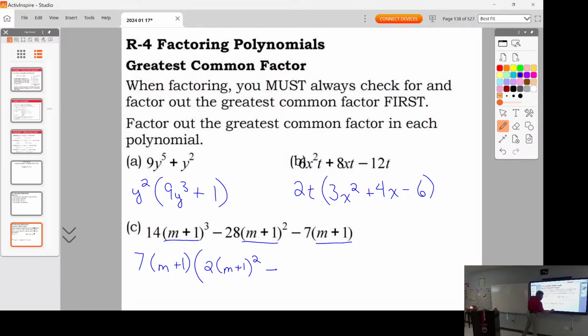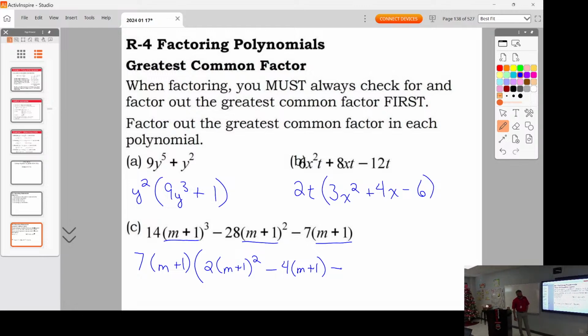Next term, 28(m+1)^2 divided by 7(m+1) is 4(m+1). Then minus 7 times (m+1) divided by 7 times (m+1) is 1.